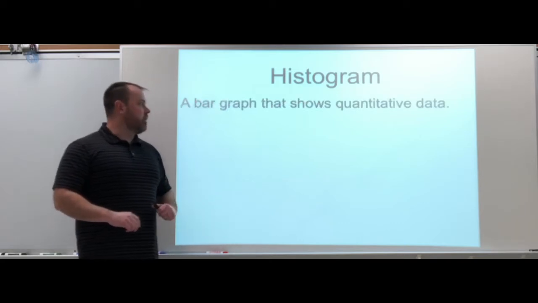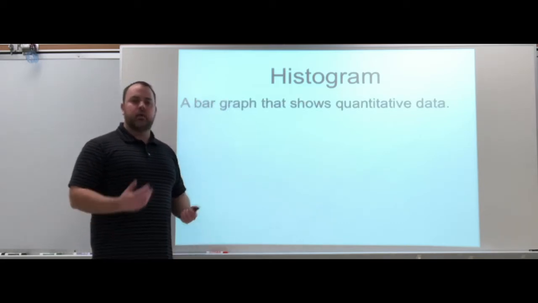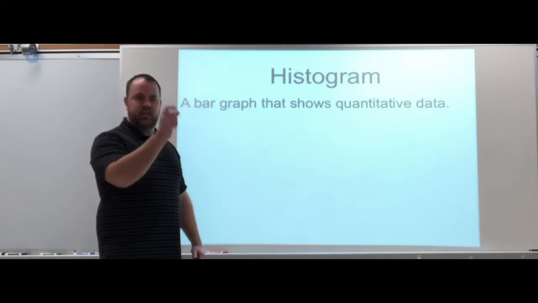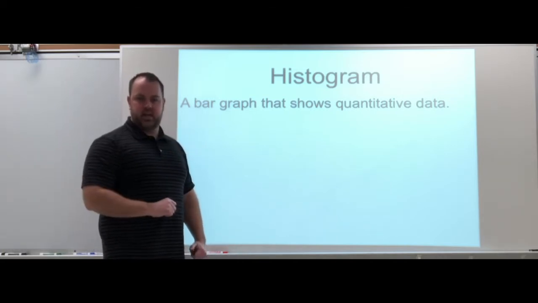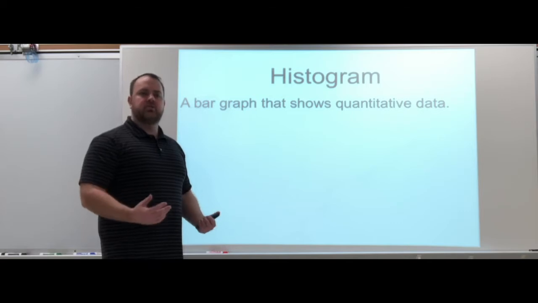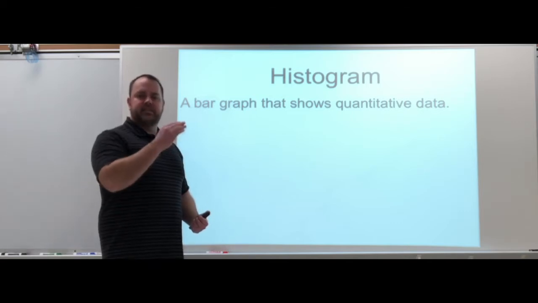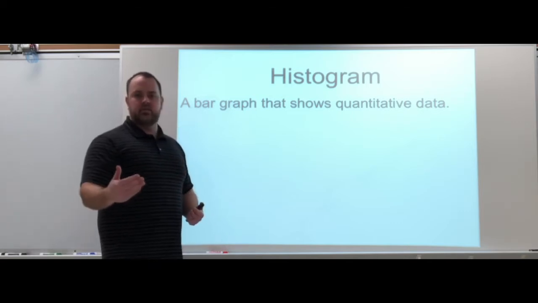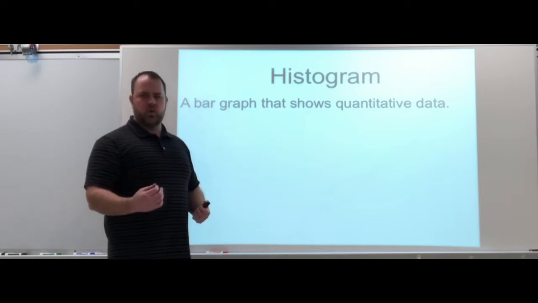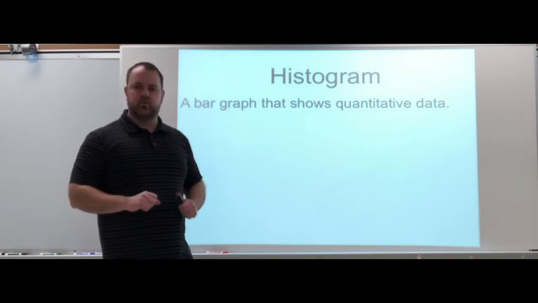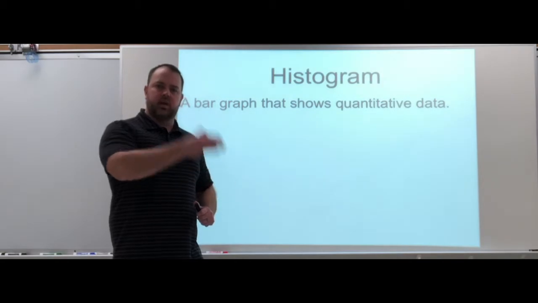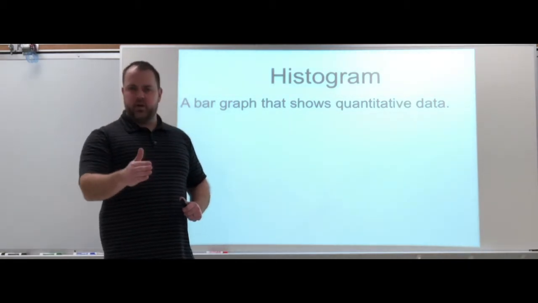Now, a histogram is going to be a bar graph that has quantitative data. And what you're going to do is you're going to see intervals, and each bar is going to represent an interval. Okay? Now, one interesting thing about a histogram is that since it's quantitative data, it's continuous. In a regular bar graph, when it's categorical data, I said you should leave spaces in between those bars.